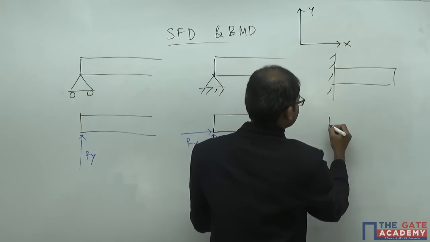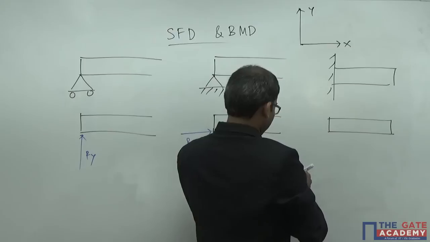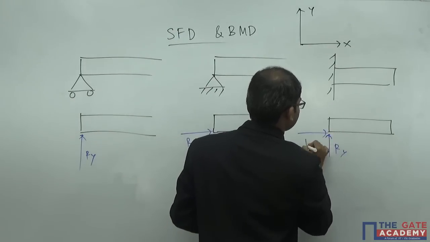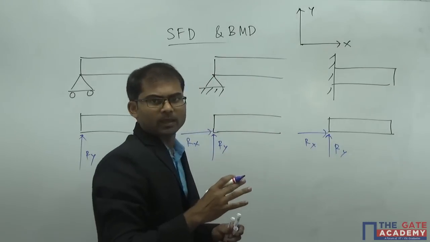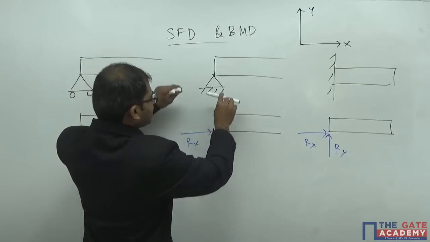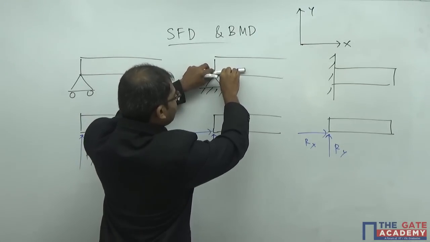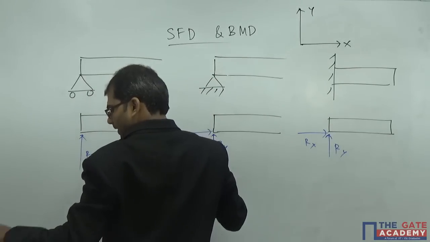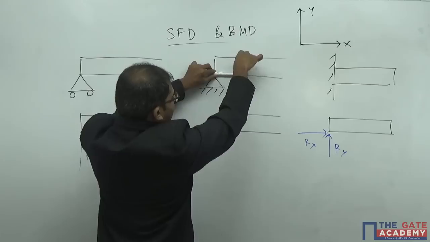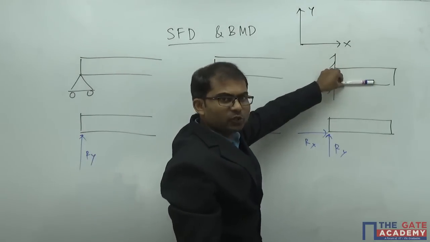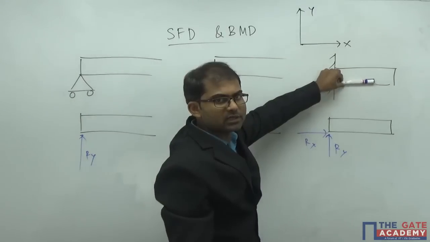And if you draw the free body diagram of this particular beam here, you will have reaction forces just like the previous one. Ry will be there, Rx will be there, but there is a reaction moment also. Because here, if the beam is experiencing any load like this one, here it is free to rotate about this point. But here, if it is trying to rotate, it will not be able to rotate.